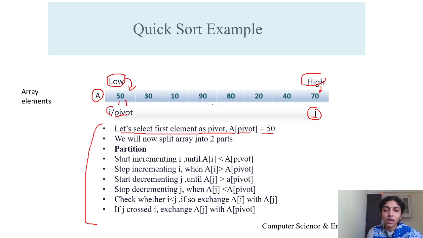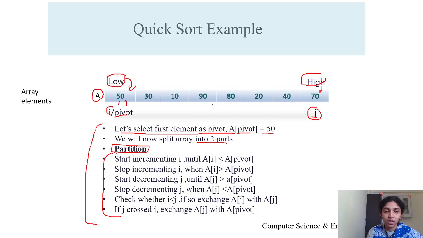We will now split the array into two parts. Now how will the splitting take place? The splitting will take place based on the partition you are going to make. How does the partition take place? The partition will take place based on the element you have selected as a pivot element, right? Now we'll see how the partition takes place.